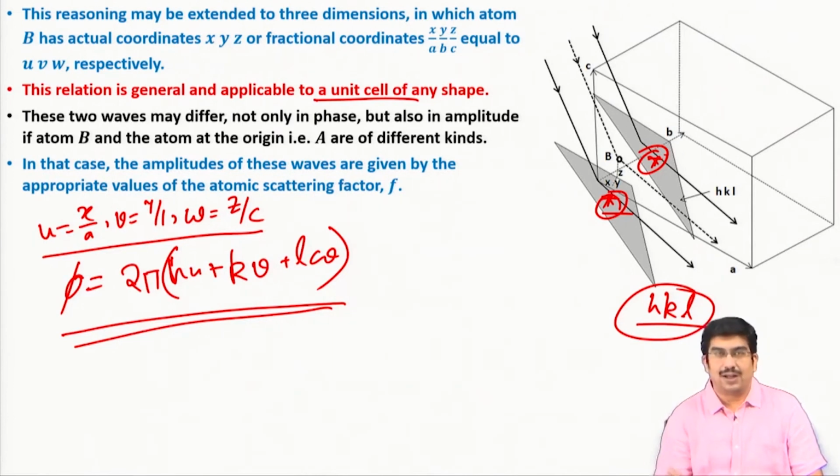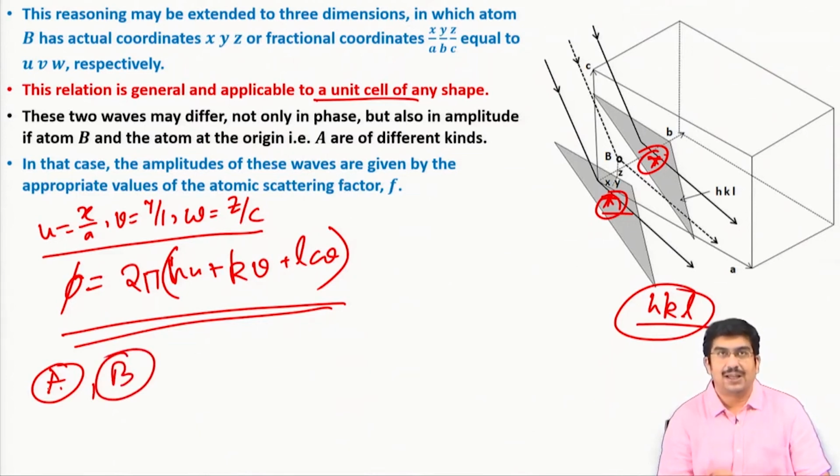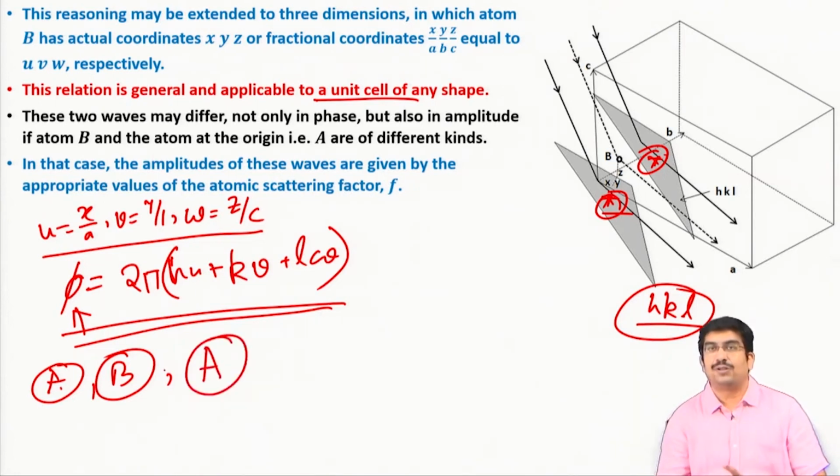So it can be valid for anything. Now the point is that these two waves, the wave that is coming out of this plane A and the wave that is coming out of this another atom B, not only differ by a phase difference, but they can also have an amplitude difference, okay. That amplitude will be the same if they are the same kind of atom, that is fine.